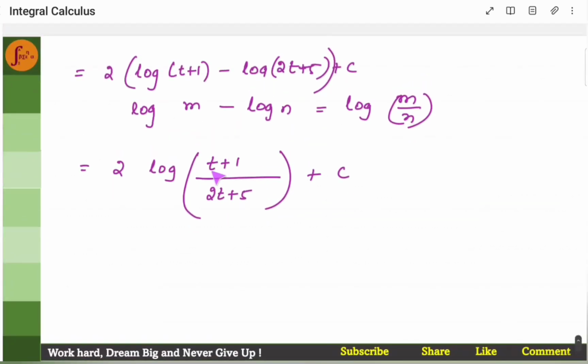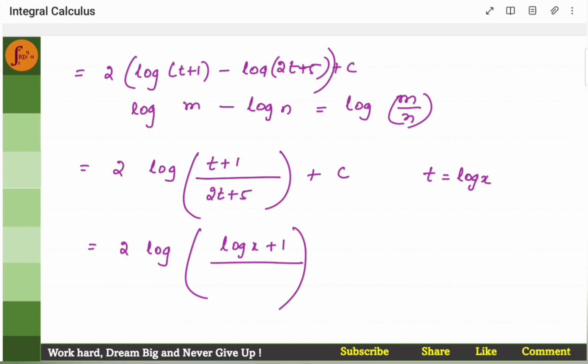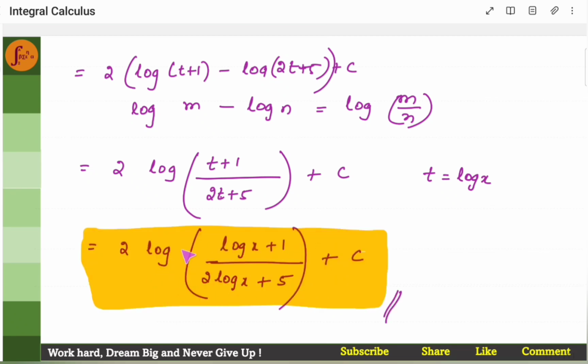Now let's not forget to substitute t. What did we assume? t is equal to log x. That's what we had assumed, right? So instead of t, we'll put log x. So we'll get log x plus 1, and in the denominator, instead of t, it's log x, so 2 log x plus 5, plus c. So this is the integral. This is the final answer.